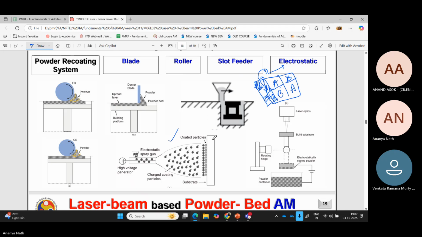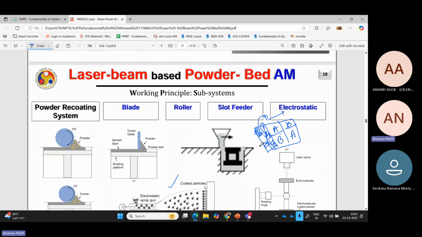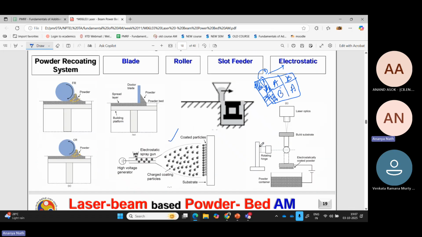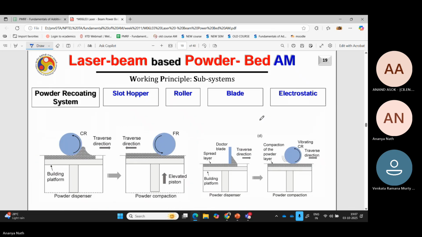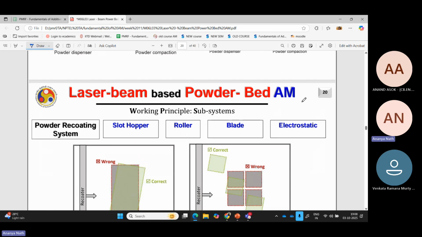And slot feeder is nothing but this system, where your feeder or your recoater has the slot from which the powder is coming. So the recoater is spreading the powder and carrying the powder as well. Different systems have different working principles, but it's quite easy, simple. The roller is rolling over the build plate, spreading. The blade is spreading, and electrostatic, as I said.